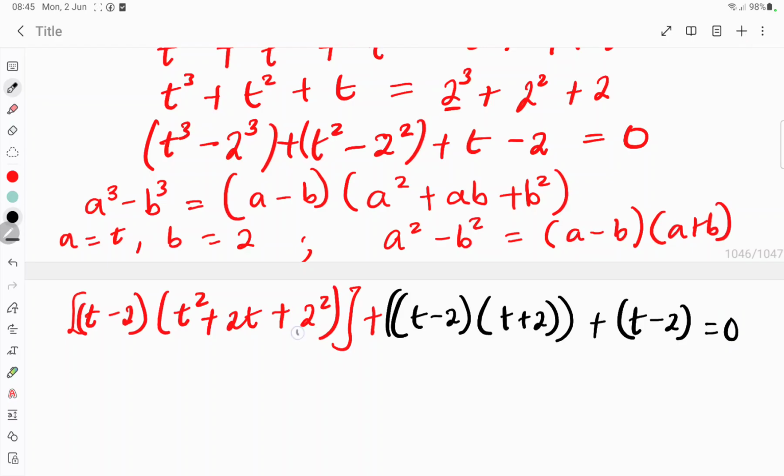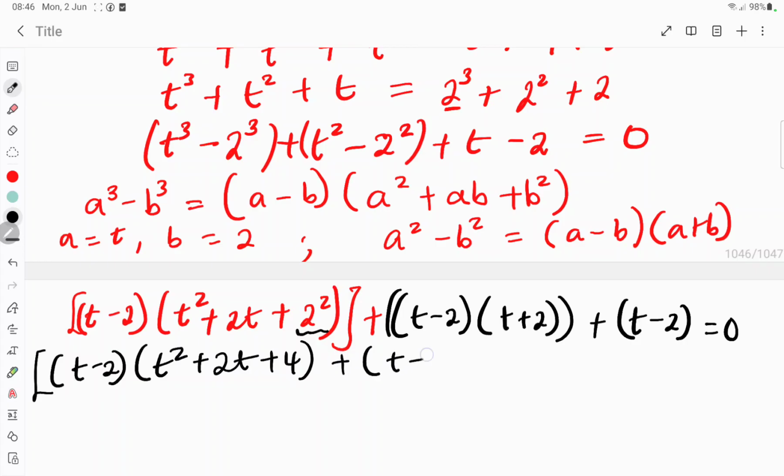So here you know that 2 squared is 4. So we have it that t minus 2 into t squared plus 2t plus 4, then plus t minus 2 into t plus 2, plus t minus 2, and that's equals to 0.